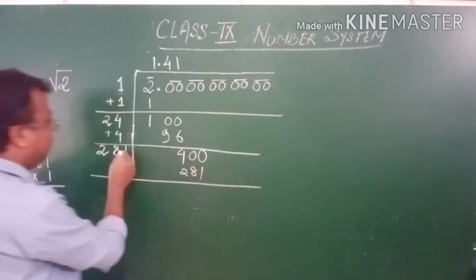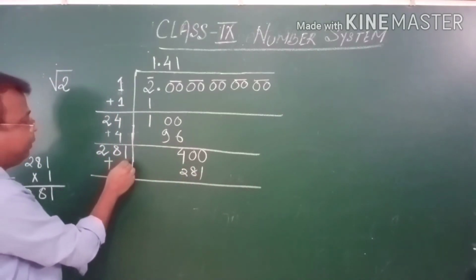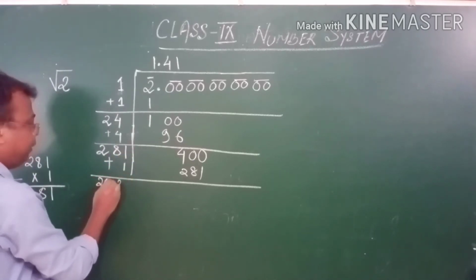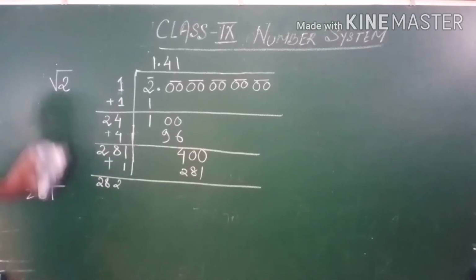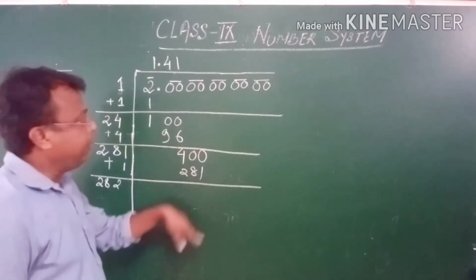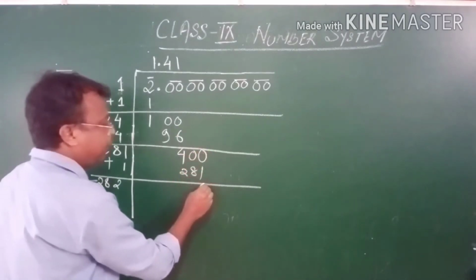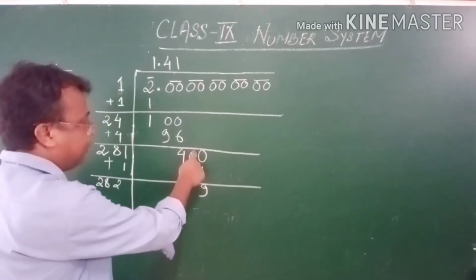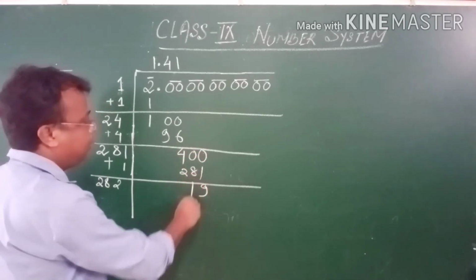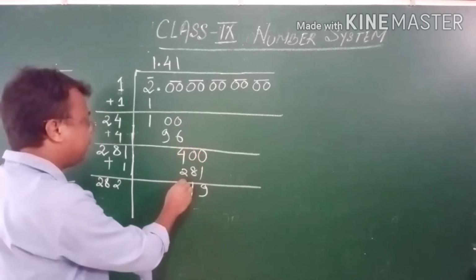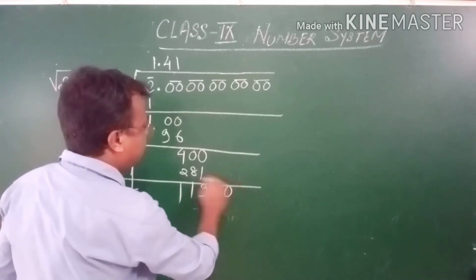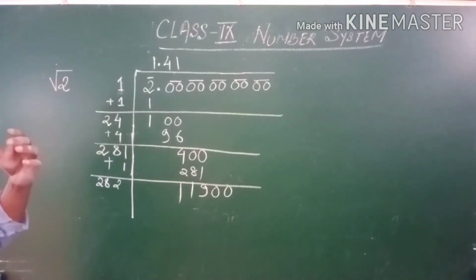Alright? Now add what? 1 here. 1 you have taken, that's why 1 you have to add also. 1 plus 1, 2, 282. Alright? Now again subtract it. 10 minus 1, 9. Then here 9 minus 8, 1. Then 3 minus 2, 1. 1, 1, 9. And from here what will come down? 0, 0 will come down. Alright? Correct?